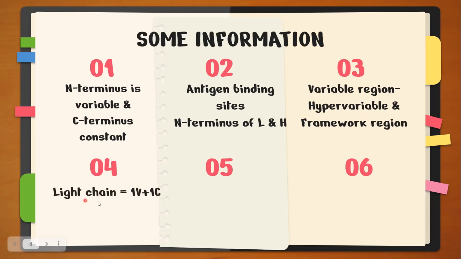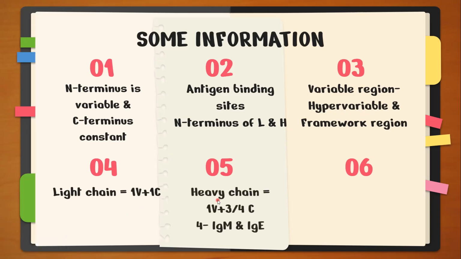The light chain is composed of one variable and one constant region. The heavy chain is composed of one variable region plus either 3 or 4 constant regions. So for the antibodies IgM and IgE, you have one variable region and 4 constant regions. The rest of them have only 3, that is IgG, IgD and IgA. So IgG, IgD and IgA have one variable and 3 constant regions.